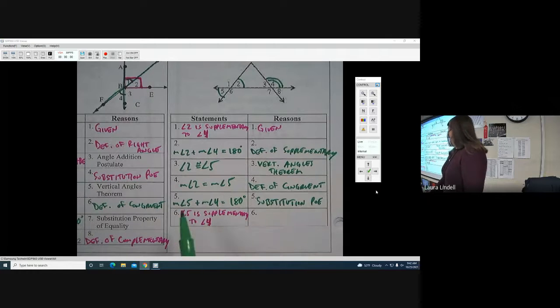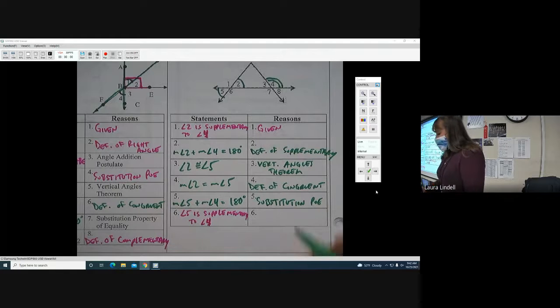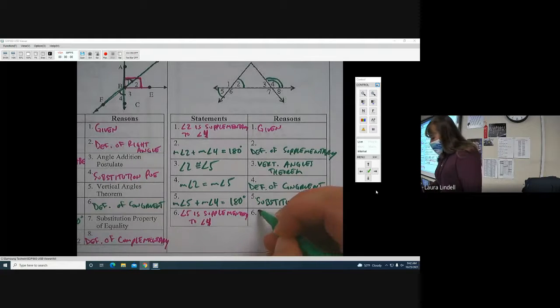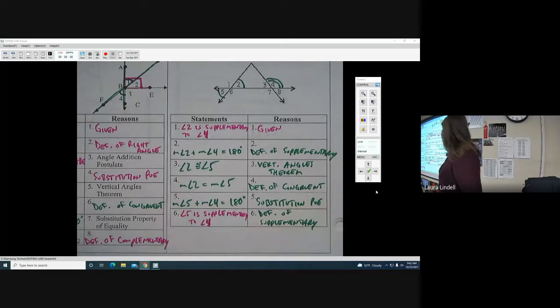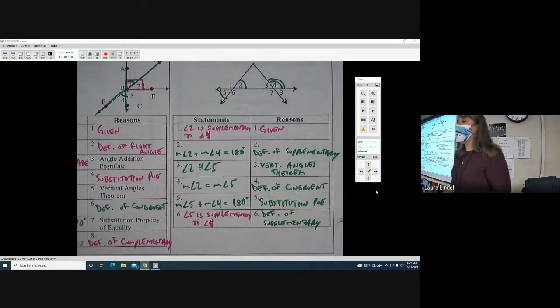And then finally, now that we know that angle 5 and angle 4 add to 180, we can say that they are supplementary. What would my reason be for that? What do you think? Definition of supplementary. Yep, exactly. Awesome. All right, once you have that, go ahead and turn the page.